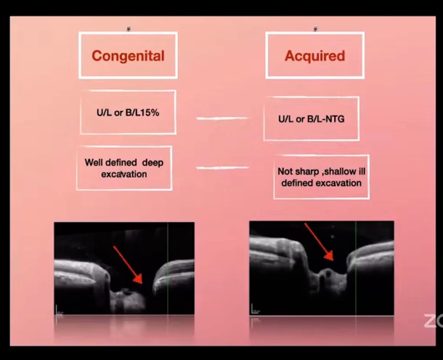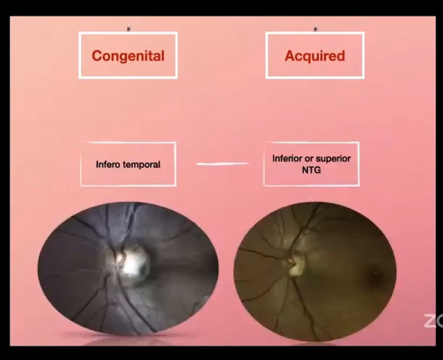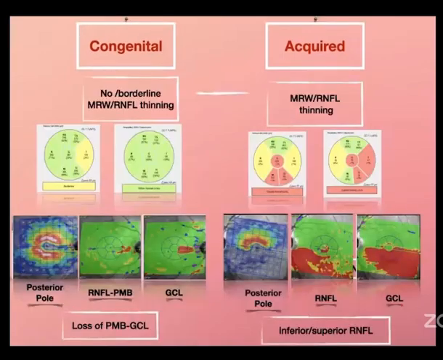In OCT, you can appreciate a well-defined deep excavation. In acquired pits, the excavation will not be this deep, it is shallow compared to the congenital one. The site will be inferotemporal in congenital, whereas acquired corresponds to either the superior or inferior arcuate fibers. So when you see the MRW and RNFL thinning, in congenital it will correspond to the papillomacular bundle, whereas here it will correspond to the superior or inferior arcuate RNFL.